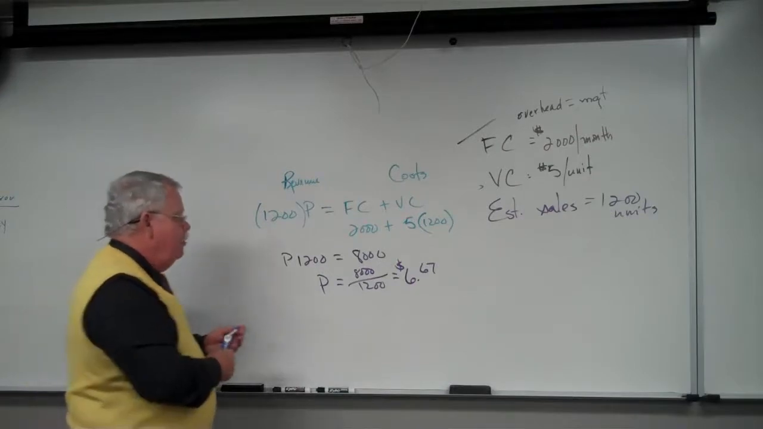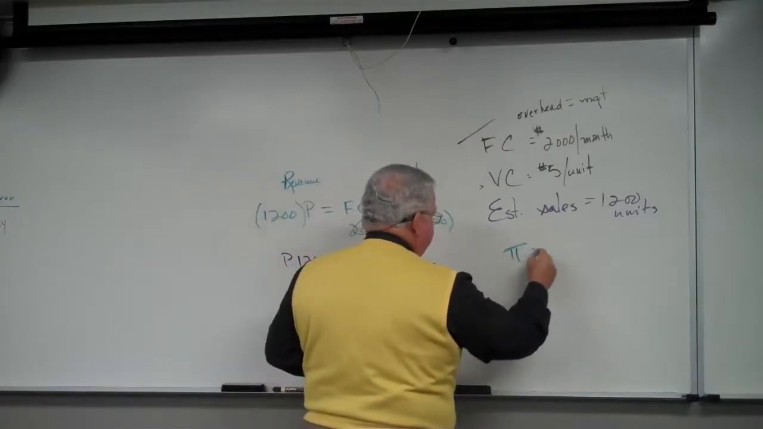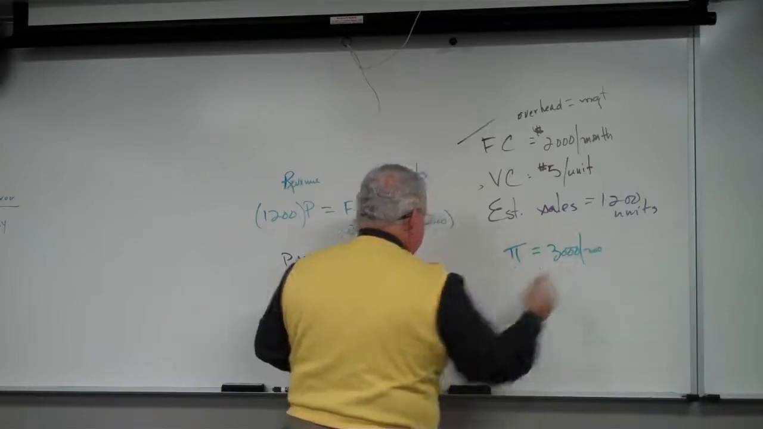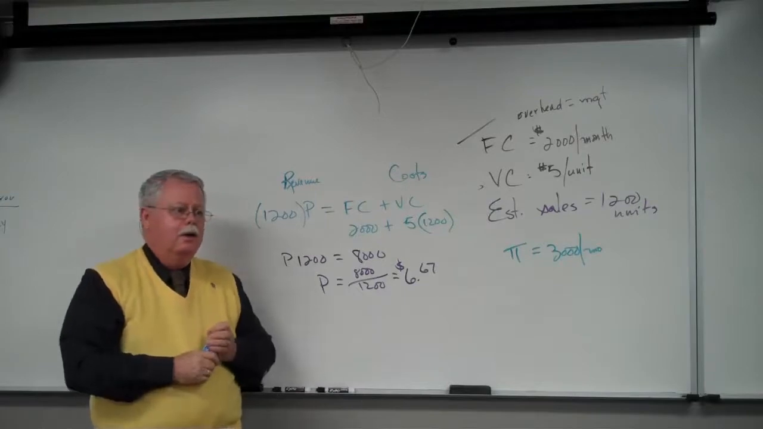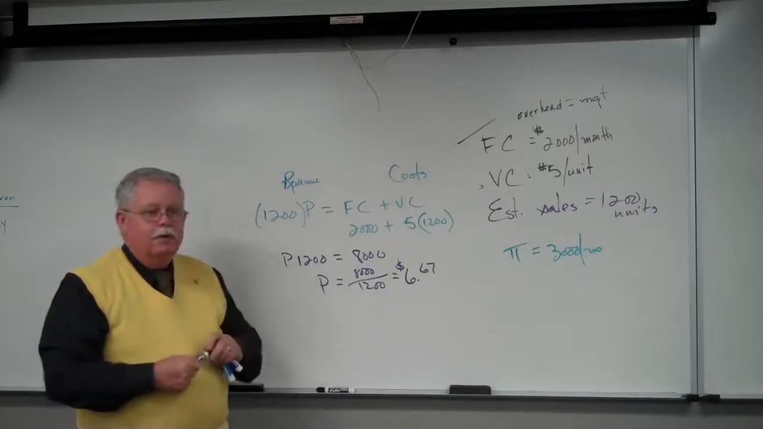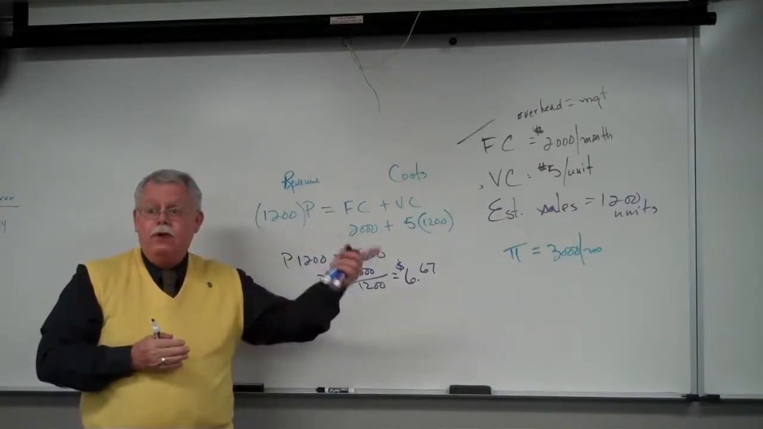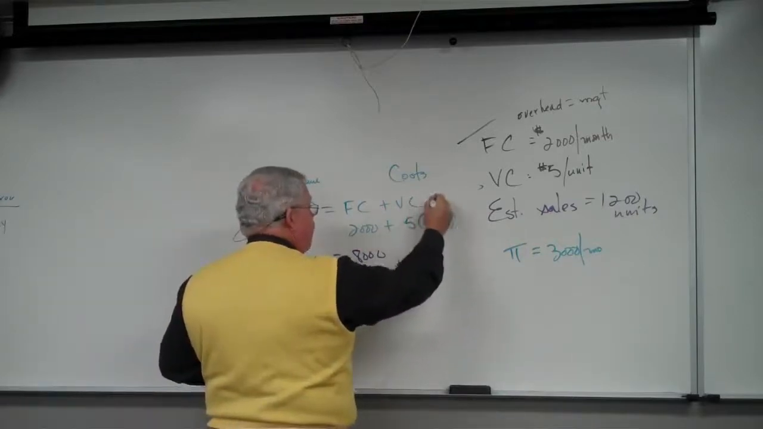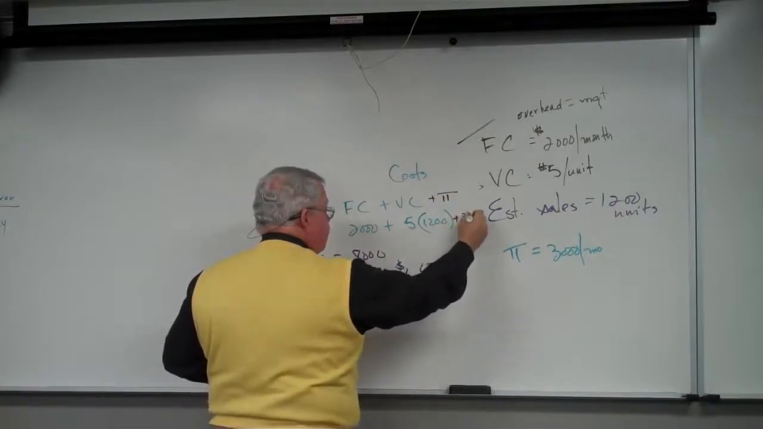What if I said I wanted to not break even, but I wanted to make a profit? I need to make a profit of $3,000 a month. How does that change that calculation? Think of that extra profit that I want as just another fixed cost. So fixed cost plus variable cost plus profit. So plus 3,000.